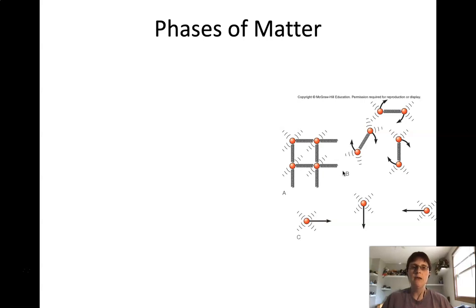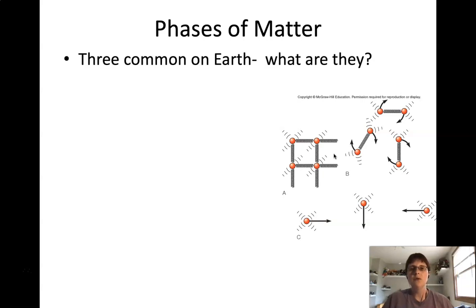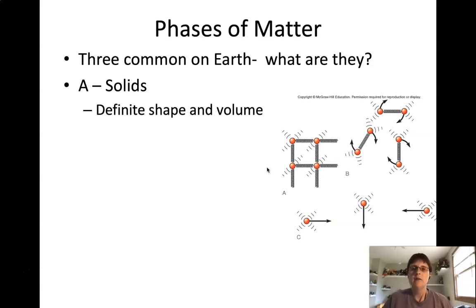Okay, so we can now get into some things more directly related to heat. We need to talk briefly about phases of matter. This is probably a review for many of you, but just real briefly, there are three common phases of matter on Earth. So what are they? Well, the first one will be solids, and the letters here match up with the pictures on the right-hand side. The A picture is what a solid looks like at the atomic level. If we could zoom in and look at its atoms, this is what they would look like.